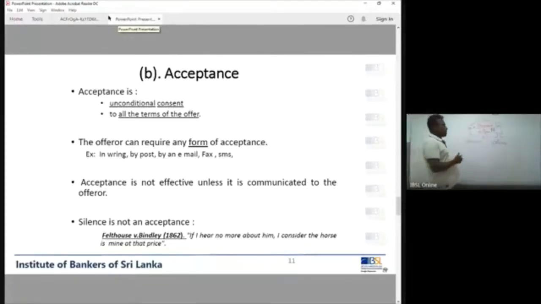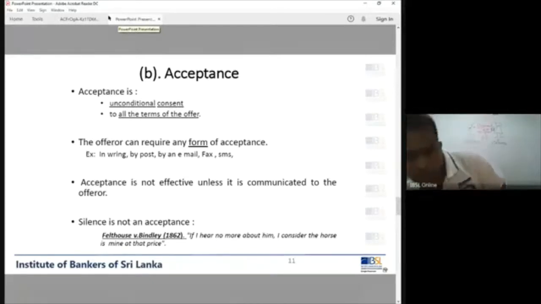Now, what has happened? The letter is written, but it is not communicated yet to the offeror. So since the communication is not fulfilled, the acceptance is not valid. Therefore, it is very important: one important point is that acceptance must be communicated to the offeror by the offeree. So that is another important point.